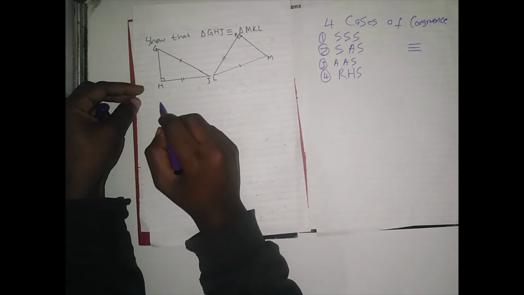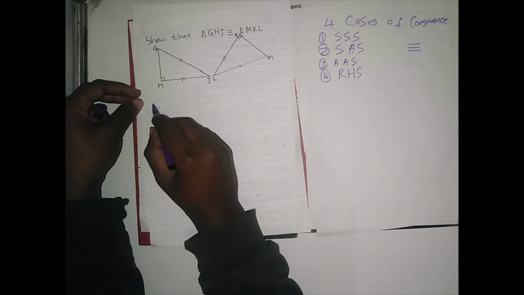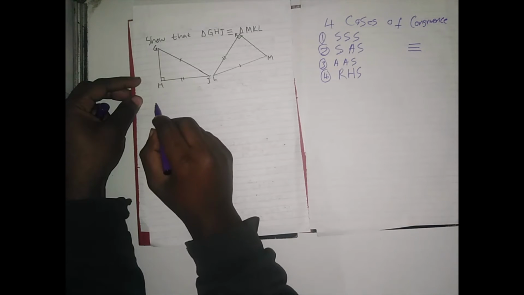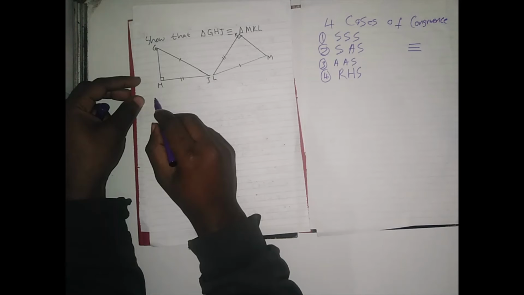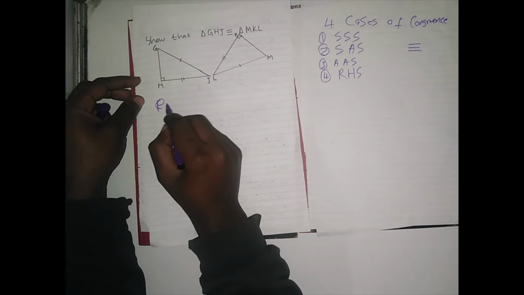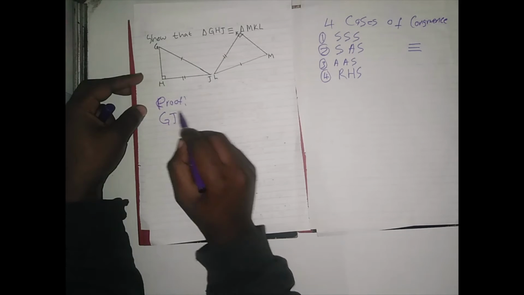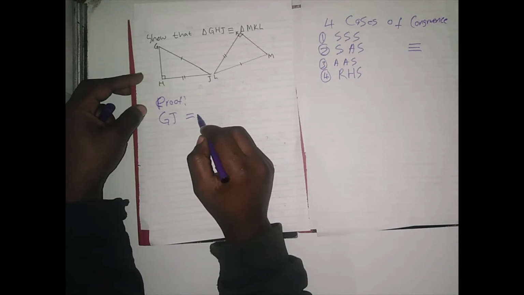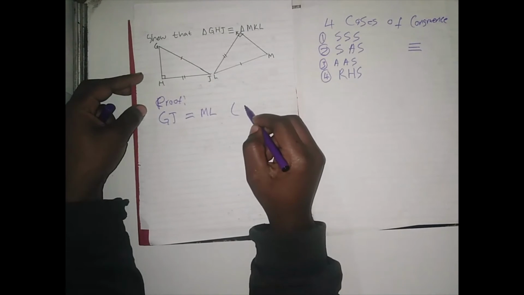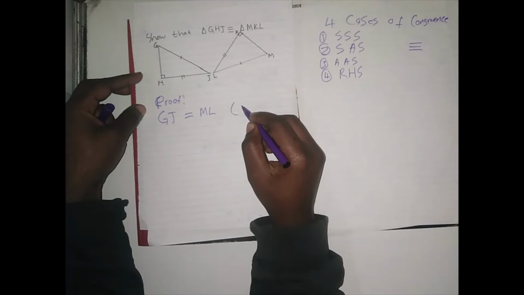Okay, we can then say, there is one side, in this case let's say GJ or GH. Let's check. No, not GH, because GH is not the same. So let's take, okay, let's say proof. GJ is equal to what? Is equal to ML. And then how do we know that there is one here, there is one here? It was given to us. It's given.